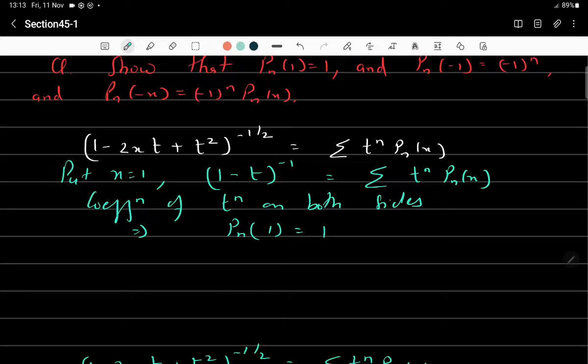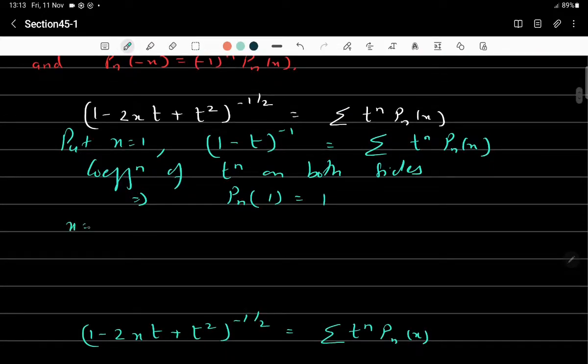Similarly, if you put x is equal to minus 1, it becomes (1 plus t) raised to the power minus 1, and you replace x by minus 1. Now if you take the coefficient of t raised to the power n, then you will have the required answer.